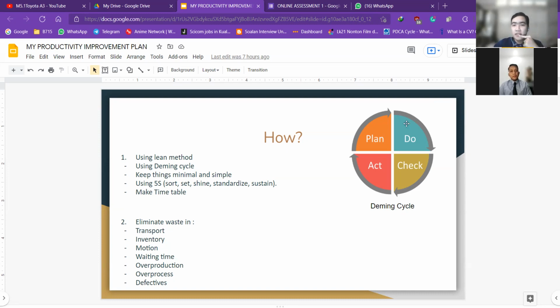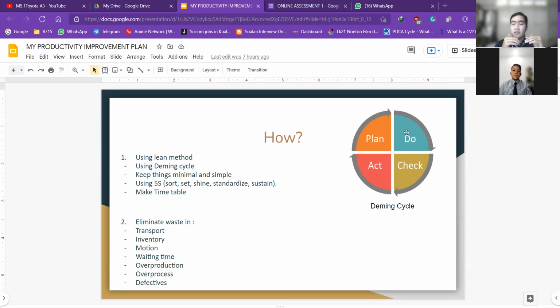Next, in the do stage, like I said, with such precise and orderly planning, we can do things in a safer and more affordable way, and thus reduce the waste that we can make.